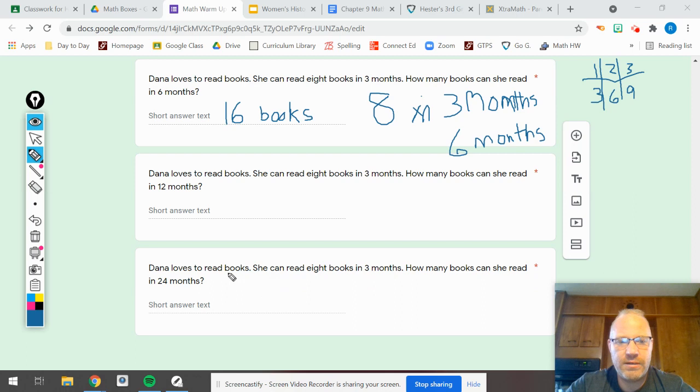And then this one, 8 books, 3 months. What about in 24 months? So 3 times what equals 24? 3 times 8. So 8 times 8 equals, hopefully you said 64.